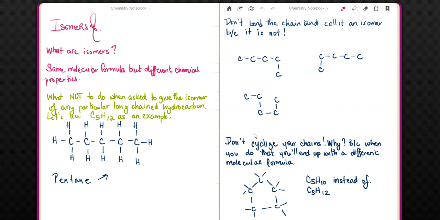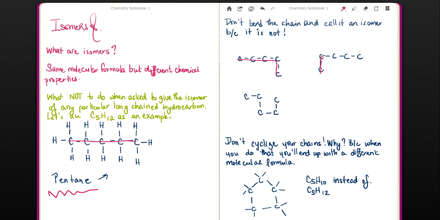What not to do when asked to give the isomer of any particular long chain hydrocarbon? Let's use pentane, C5H12 as an example. We have here 5 C's, 5 carbons, and 12 H's. Pentane. What not to do? Don't bend the chain and call it an isomer because it is not. Because if this is your longest chain here, then bending it only makes it a bent chain. There's nothing different about it.